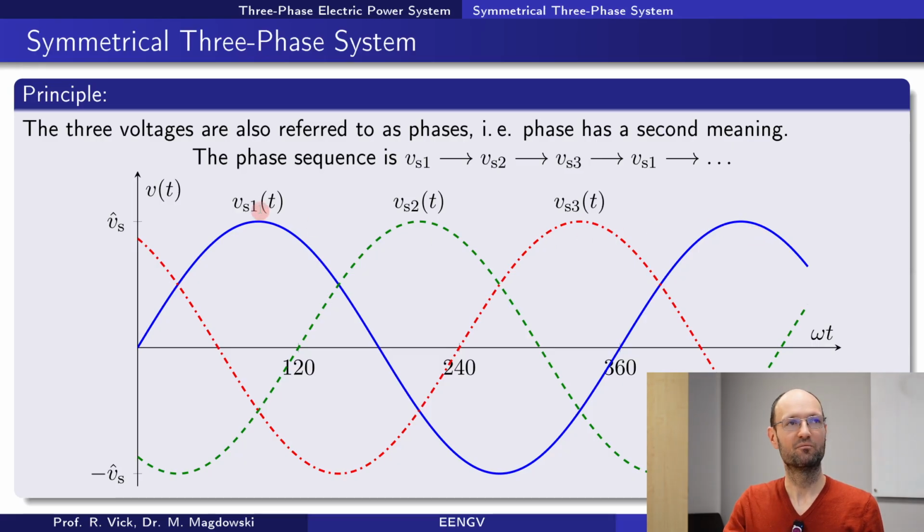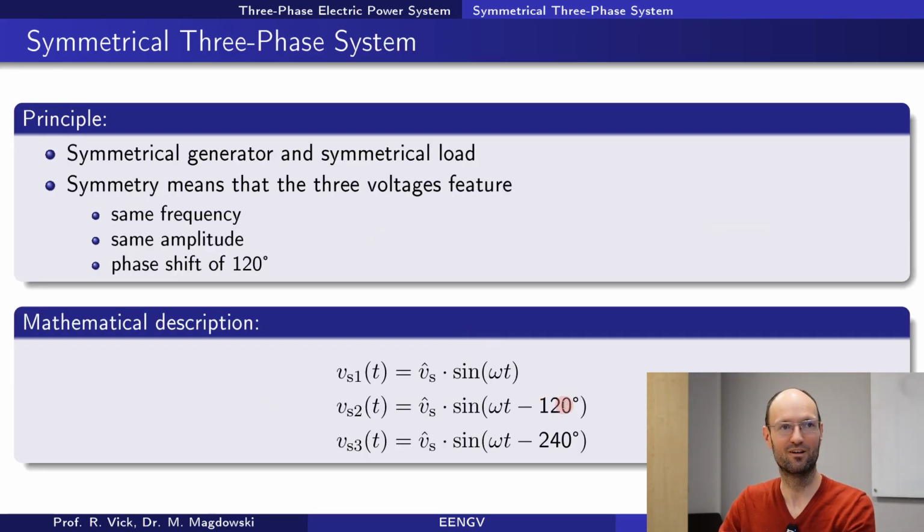These 3 voltages are also called phases. It's an additional meaning of the word phase, because this is the phase shift of the second phase. The phase of the phase is minus 120 degrees. So this is what we call phase, and the 3 voltages are also what we call phases. It can be confusing, but you will see from the context what is meant.